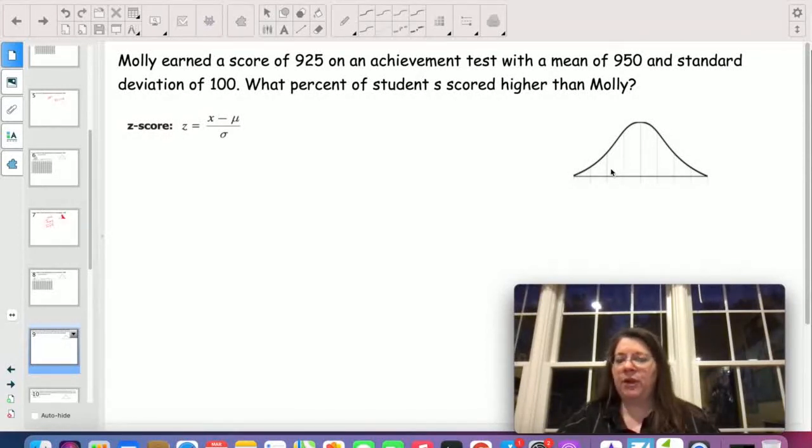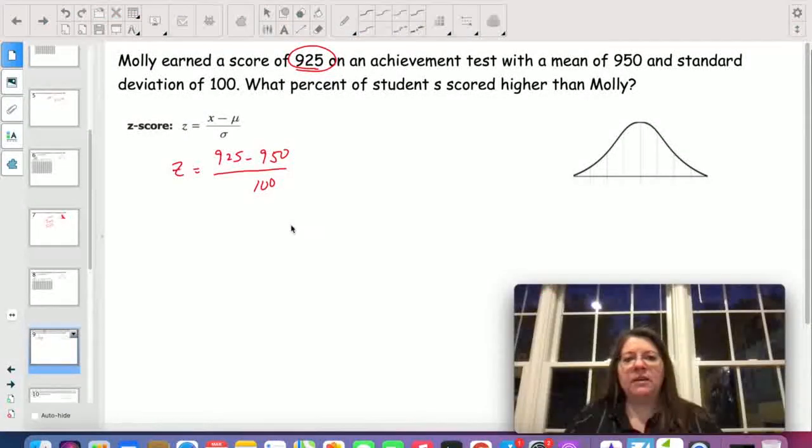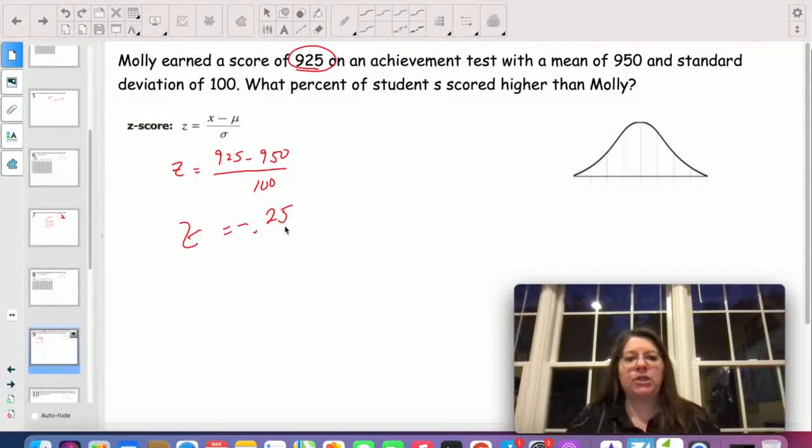And if we're trying to figure out how many people scored higher than Molly, we would subtract her percentage from 100%. So we're going to take Molly's score of 925 and plug it into the z-score formula. X is the set of data, Molly's score, 925, minus the mean of 950, over the standard deviation of 100. That gives me a z-score for Molly of -0.25.